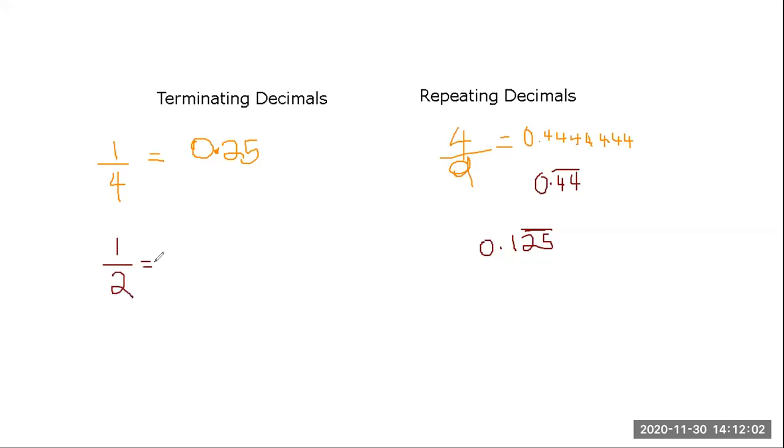1/2, that goes out to 0.5. And then 3/4, that goes to 0.75. So that ends right there. All right. So those are terminating decimals because it ends. That's basically the difference between terminating decimals and repeating decimals.